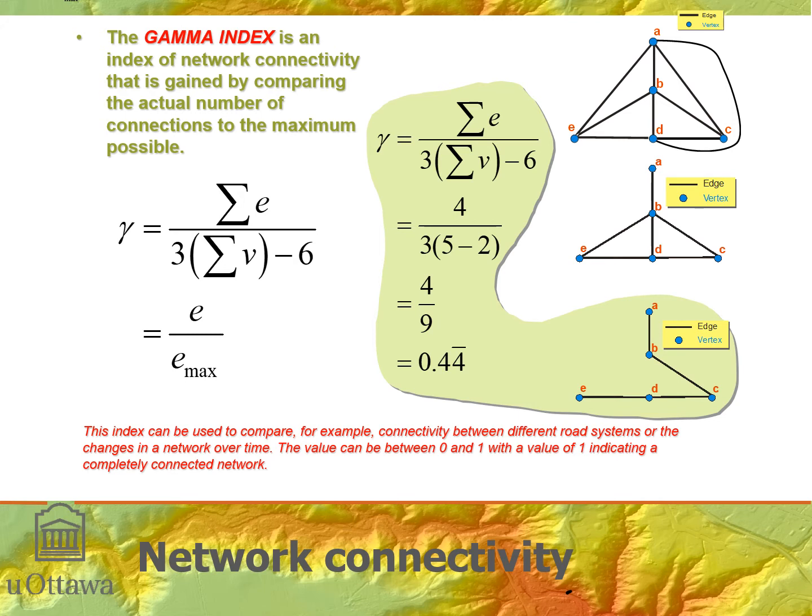So it's one example. Or you could just be comparing different networks in different cities, different road networks. And the gamma index values could be plotted to figure out which ones have the best connections and which ones have the least. Then you can ask why that is and why that's important.